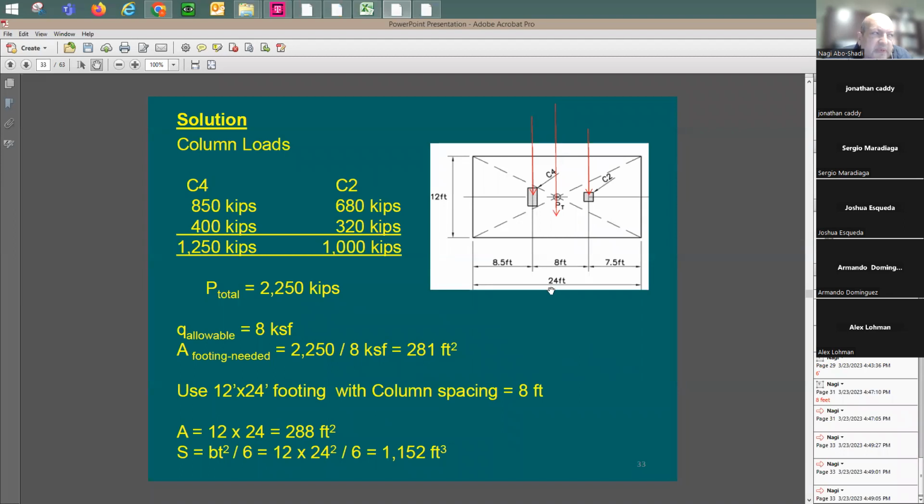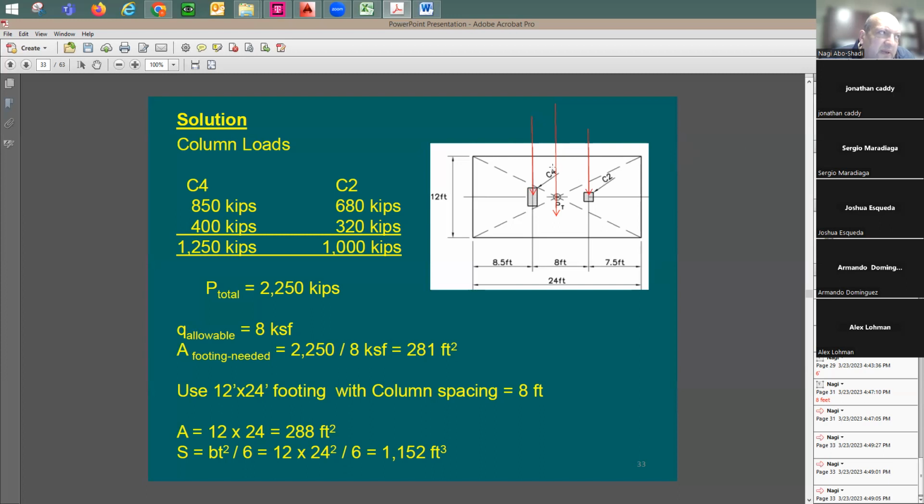Now, someone here is going to be looking at this and say, you'd better put this resultant force location right in the center of the footing. So the footing size that I picked here is 12 by 24. The spacing between columns is going to be 8 feet. I'd like to put this resultant force location, which I can figure out, right in the middle of the footing.